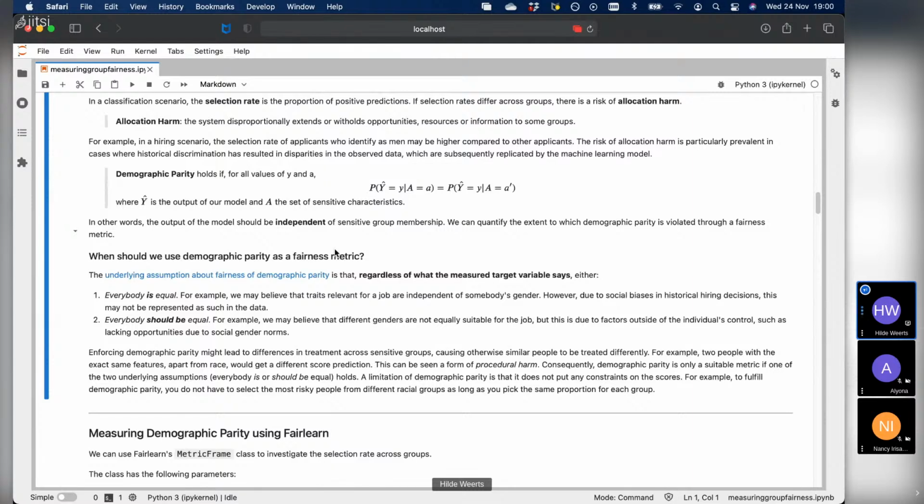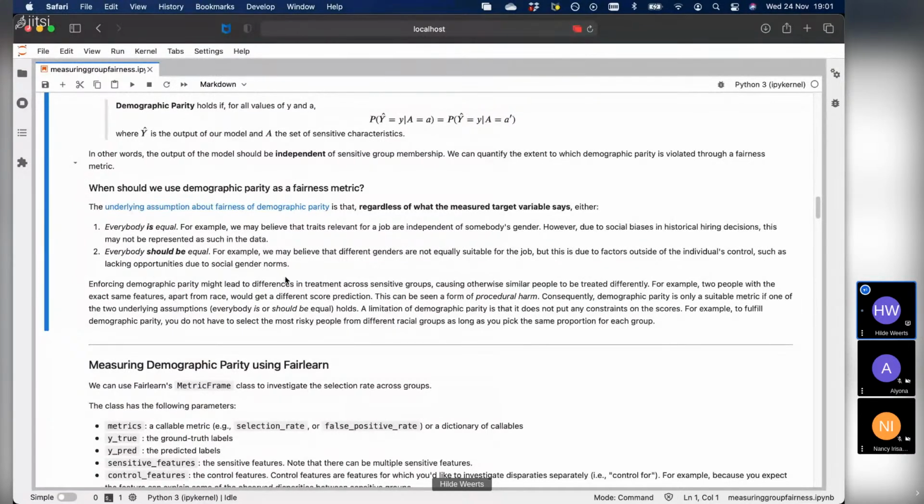But it is good to realize that if you want to enforce demographic parity and the base rates in the data set are not the same, so the proportion of positives in the ground truth target variable are not the same between groups, then you will have to treat some groups differently from other groups. It could be that two people that have the exact same features, apart from race, would get a very different prediction. But we will talk a bit more about that when we get to the limitations of some of these metrics.